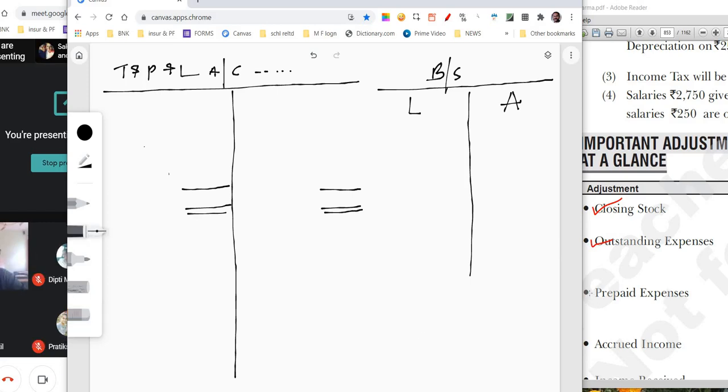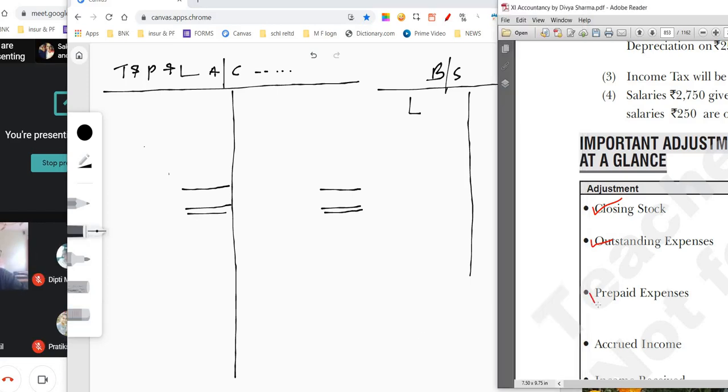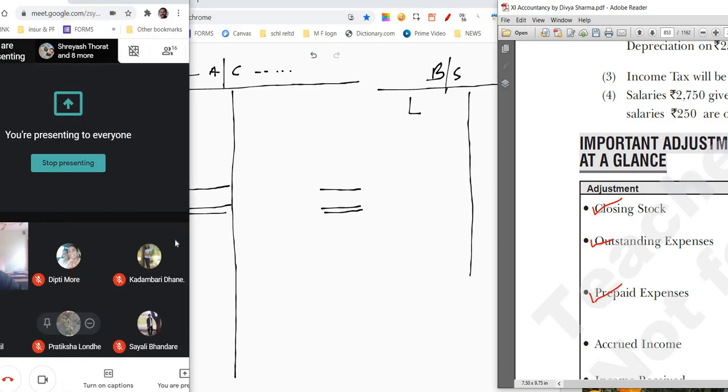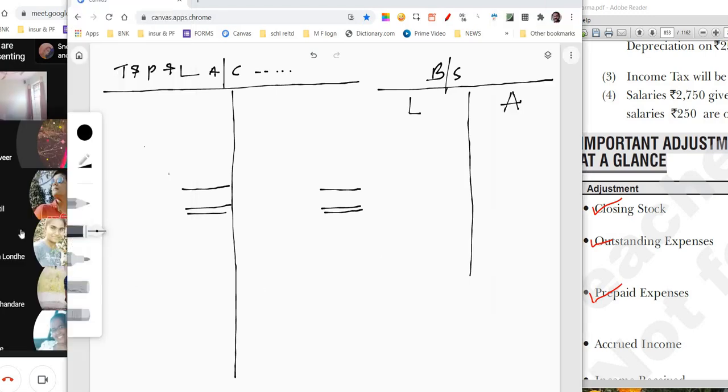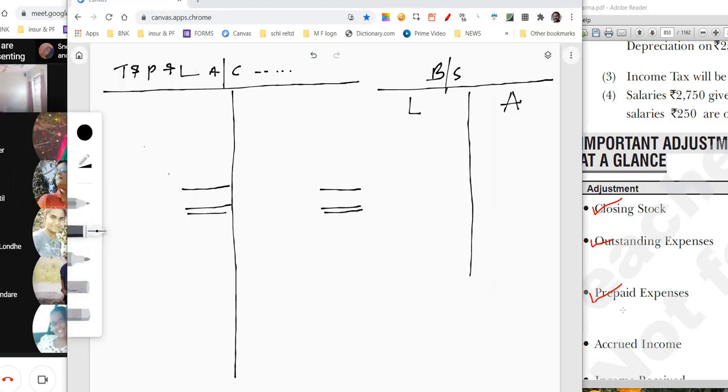Now prepaid expense, prepaid or paid in advance. Tell me. Deducted from the respective item on the debit side. Yes. Deducted from the respective side. That means it may be coming here. It may be coming here also. Sorry, the expenses. It will not be coming.